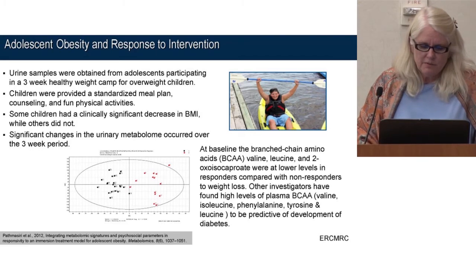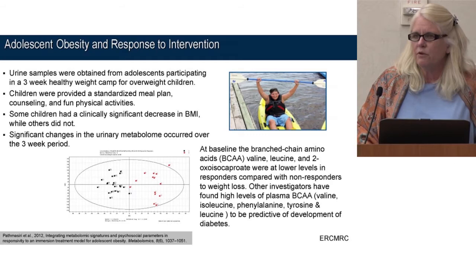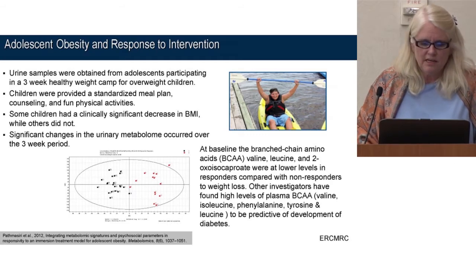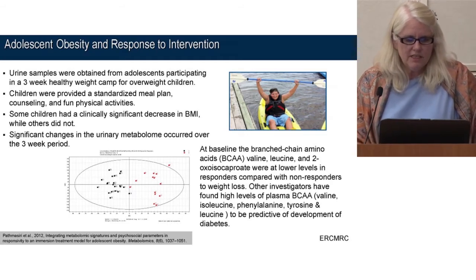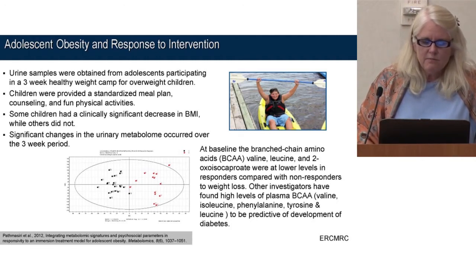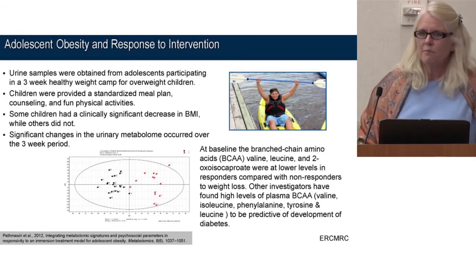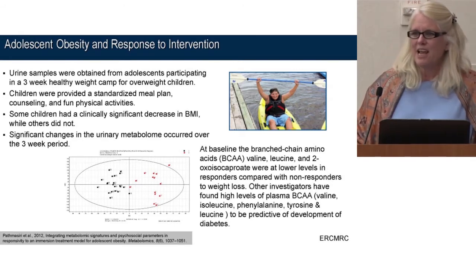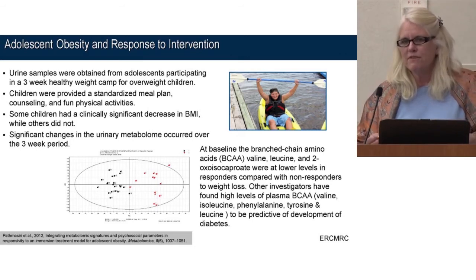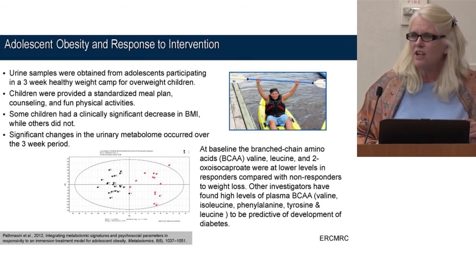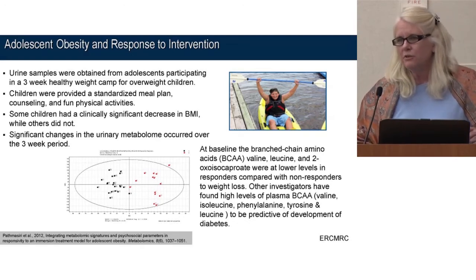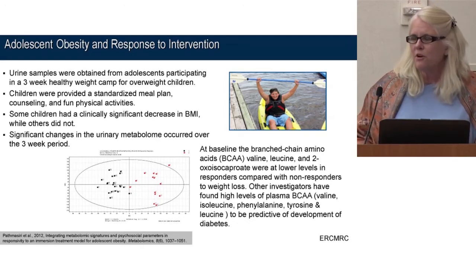One of the first studies that we had done in human subjects was in an adolescent obesity and response to intervention study in collaboration with David Collier at East Carolina University. And he had obtained urine samples from adolescents participating in a 3-week healthy camp for overweight children. And I say healthy camp because it wasn't a diet camp, it was a healthy lifestyles camp, and teaching children how to eat right and motivating them to get out and exercise, not run, but to get out and canoe and kayak and swim and have fun.